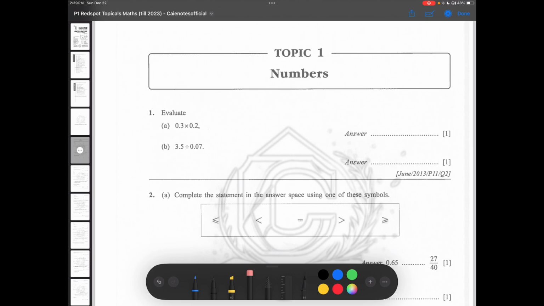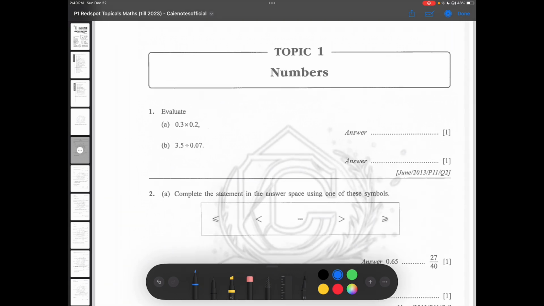So let's begin. The first question is evaluate 0.3 multiplied by 0.2. This is a pretty simple question. All we have to do is just multiply these two decimals. Simply write 0.3 and 0.2 and multiply: 2 into 3 is 6, 2 into 0 is 0. Then put a cross: 0 into 3 is 0, 0 into 0 is 0. And we get 6, 0, 0. So now we have to place the decimal.